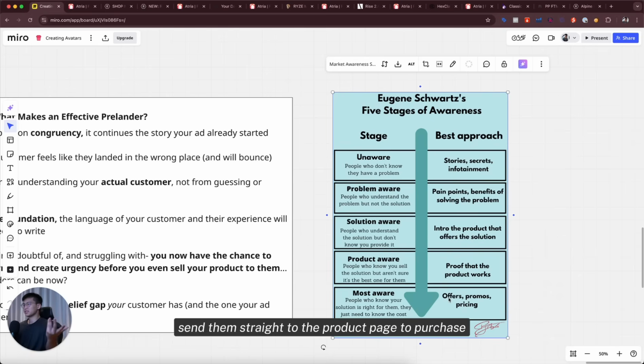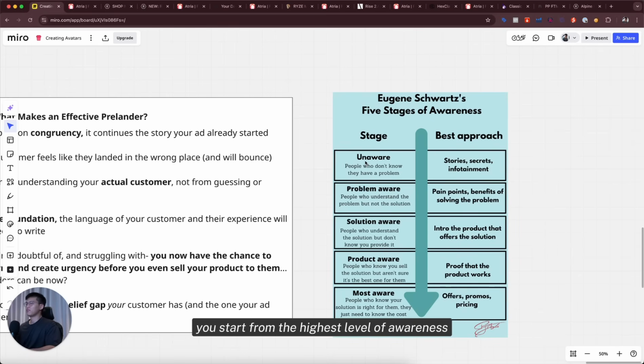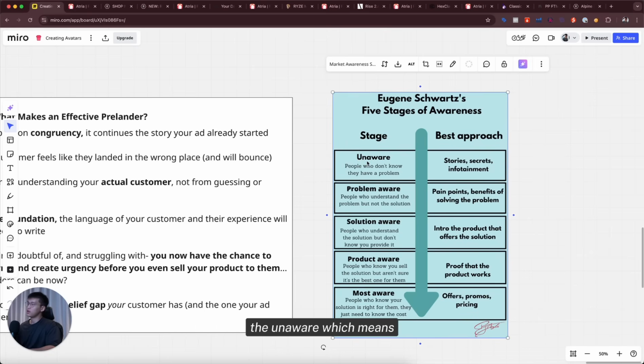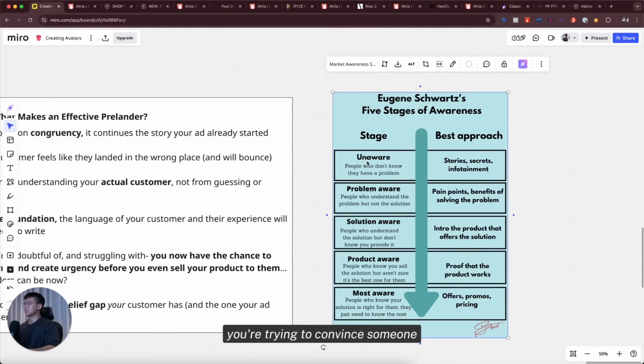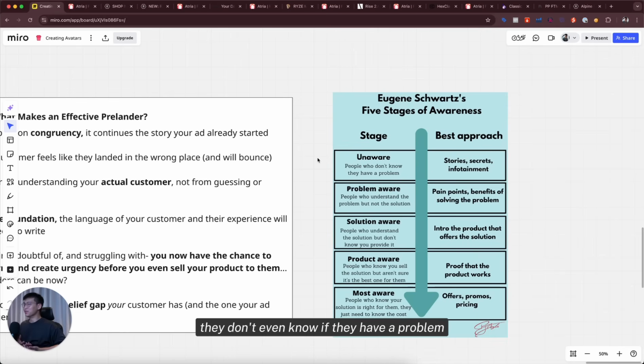Send them straight to the product page to purchase. Easy enough. But what if they start from the highest level of awareness, they're unaware, which means you're trying to convince someone who doesn't even know they have a problem to purchase. They don't even know if they have a problem. You need a ton of education on them.